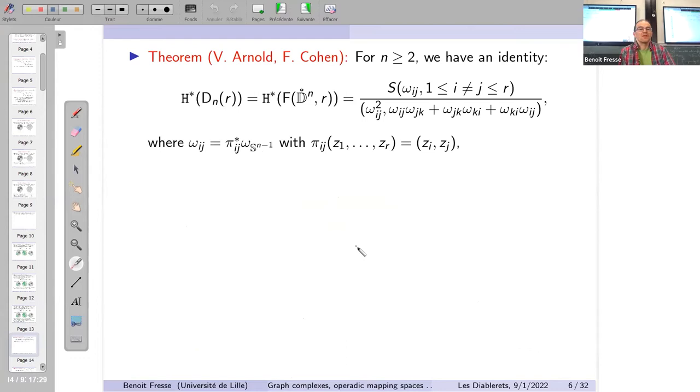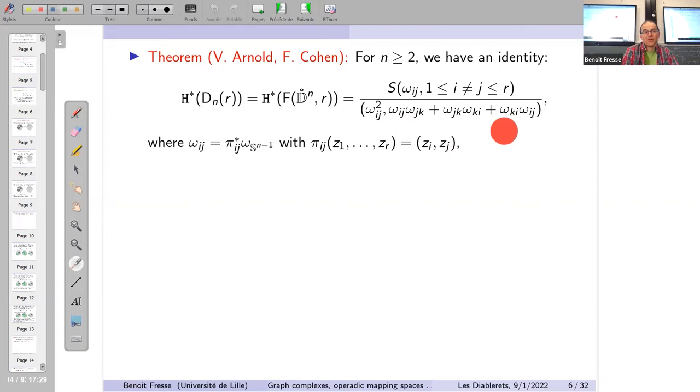I would like to recall also some known results about the cohomology and the homology of the operad of little n disks. First, the cohomology is known. In the case n equals two, it was obtained by Vladimir Arnold and later on generalized by Fred Cohen. The cohomology of the configuration spaces of r points in the n-disk, and equivalently the cohomology of the little n disk spaces D_n(r), have a presentation as a graded symmetric algebra generated by classes omega_ij, modded out by relations which say that the square of omega_ij is zero, and this set of relations which are called the Arnold relations.